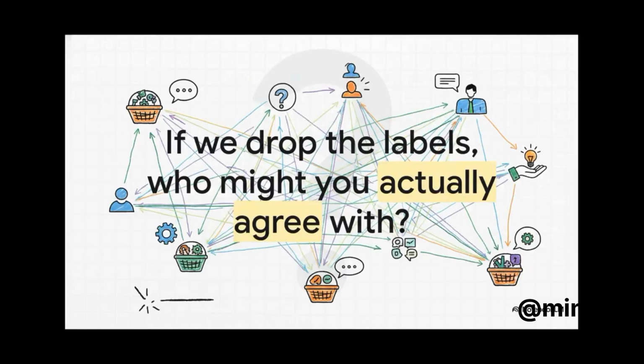And that leads us to our final question for today. If we stop trying to force ourselves, and everyone around us, onto a 200-year-old seating chart from the French Revolution, who might you actually agree with? If you look at people as individuals with unique baskets of ideas, rather than political enemies on a one-dimensional spectrum, the world suddenly becomes a place full of potential allies.